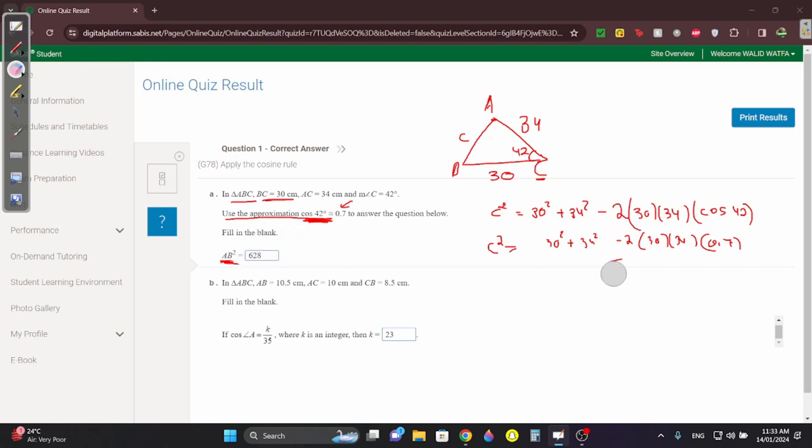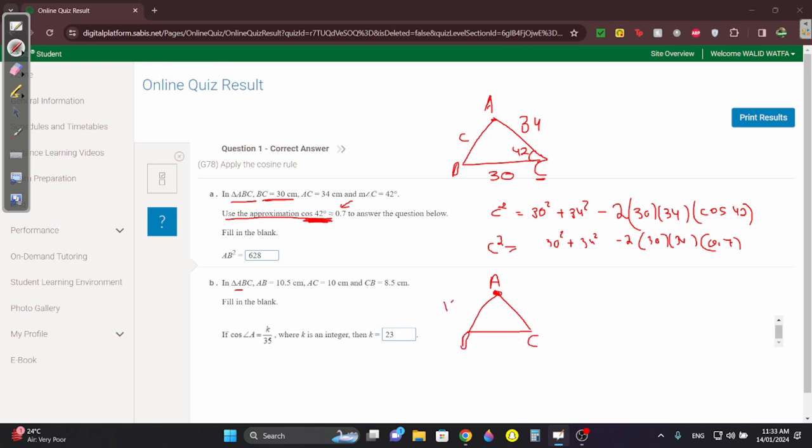They don't want you to find the radical of 628. They just want you to directly find AB squared. Part B, same thing. Draw the triangle. A, B, C.